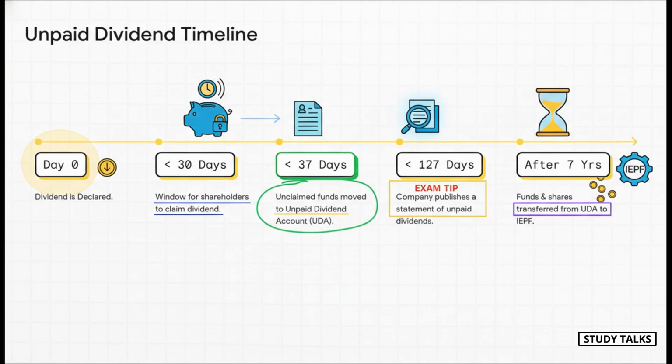It all starts on day 0, the day the dividend is declared. Shareholders have 30 days to claim their money. Once that window closes, any money that's still unclaimed has to be moved within 7 days to a special bank account called the Unpaid Dividend Account, or UDA. Then, the company has to publish a list of these shareholders. Now, if that money just sits in the UDA unclaimed for 7 continuous years, it's finally transferred to a government fund called the Investor Education and Protection Fund, or IEPF.